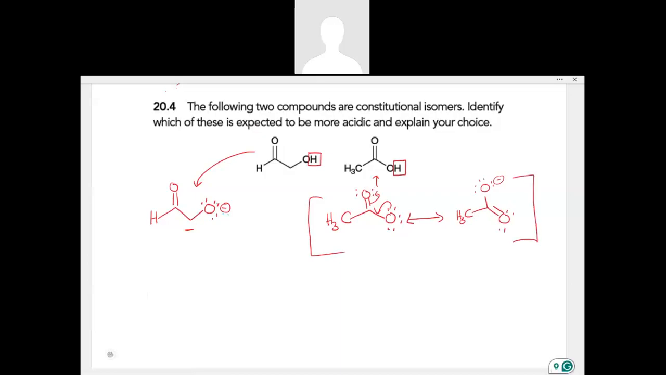So because this compound here has a resonance stabilized conjugate base, we would say that it would have a weaker conjugate base. Therefore, we know that it would be a stronger acid by comparison. And that is why we would determine this compound on the right to be more acidic, because it has that resonance stabilized conjugate base, like so.